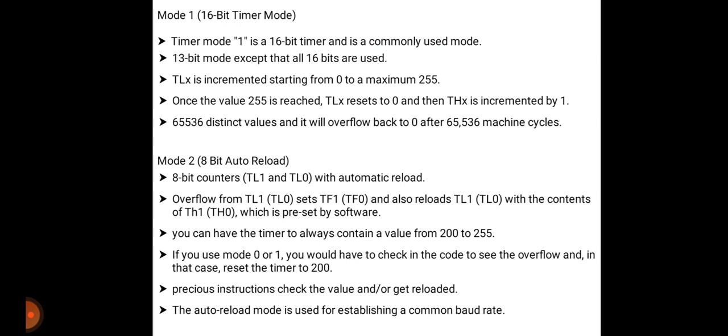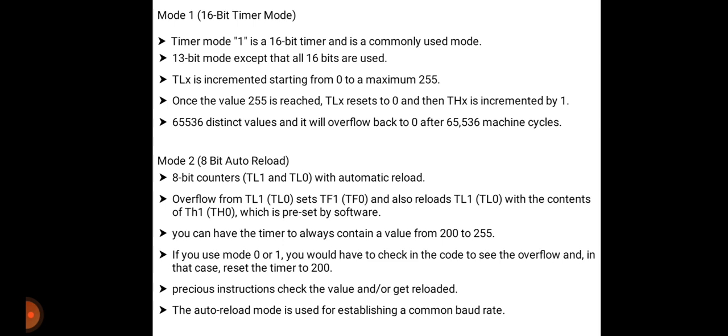Then we will see mode 2. Mode 2 is an 8-bit auto reload mode. In this mode, both timer registers are configured as 8-bit counters, that is TL1 and TL0. With automatic reload, the overflow from TL1 or TL0 sets TF1 or TF0, and also reloads TL1 or TL0 with the contents of TH1 or TH0, which is preset by the software, and the reload leaves TH1 unchanged.